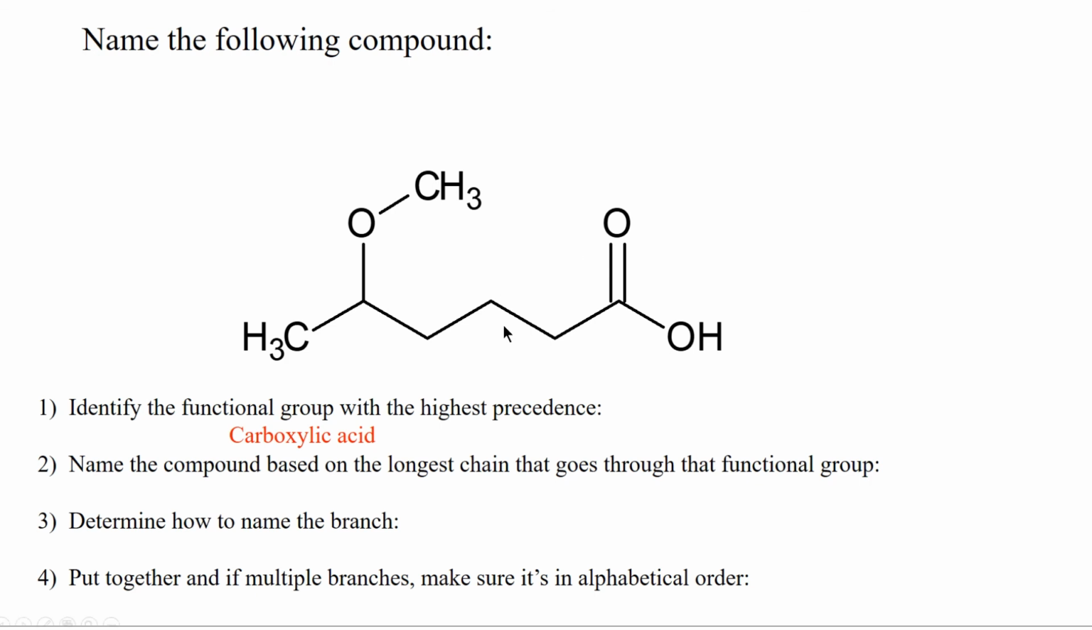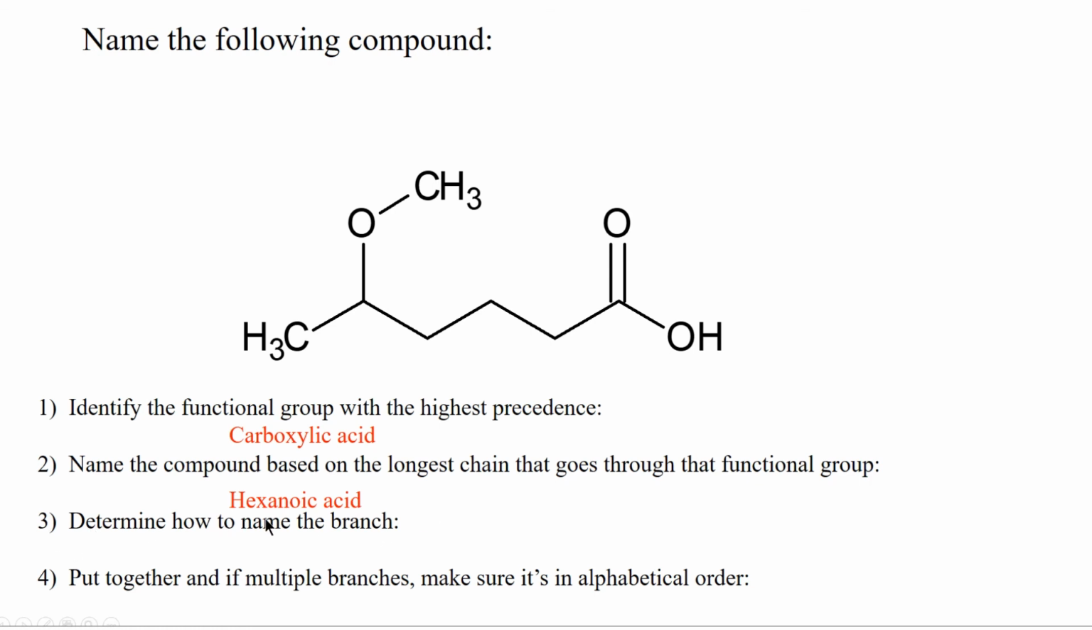Then you're going to name the compound based on the longest chain that goes through that functional group. So identify your highest precedence functional group. You must go through that functional group. So this right here is carbon number 1, 2, 3, 4, 5, 6. So hexane, drop the E and add oic acid: hexanoic acid.